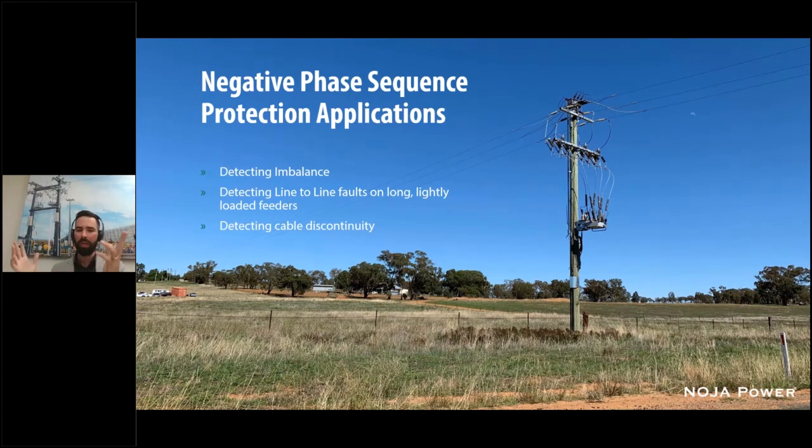In our case, we're talking about overhead lines or underground cable in the distribution network. So we're very much talking about detecting cable discontinuities and detecting line-to-line faults on these long, lightly loaded feeders.